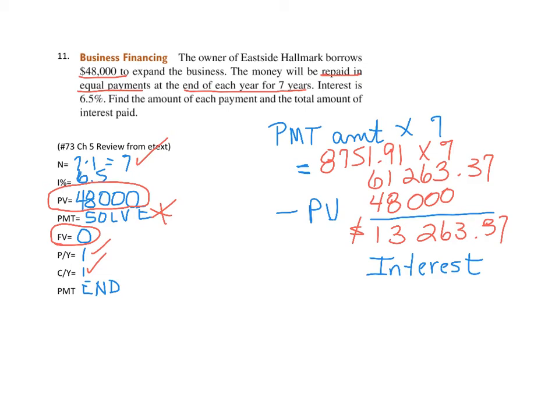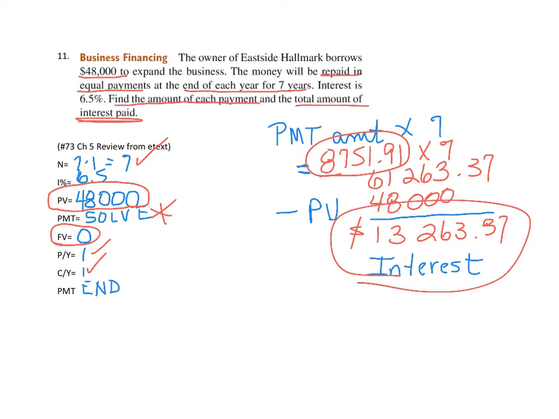When you have these problems, be sure to read carefully because this required 2 answers: the amount of each payment, which is this, and the total amount of interest paid, which is this. Be sure to answer both questions.